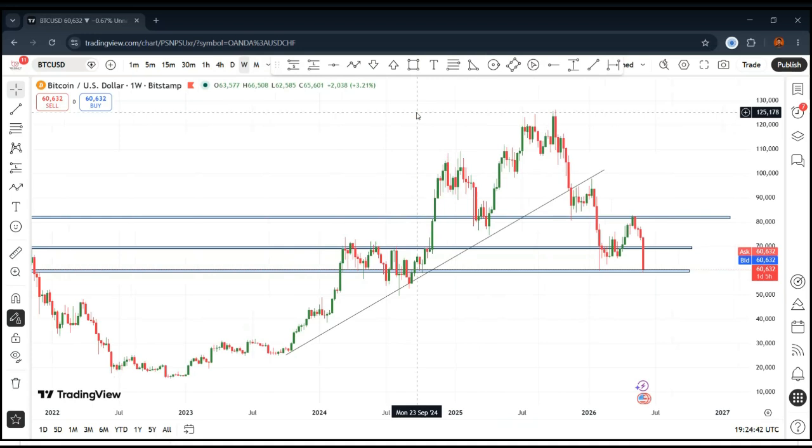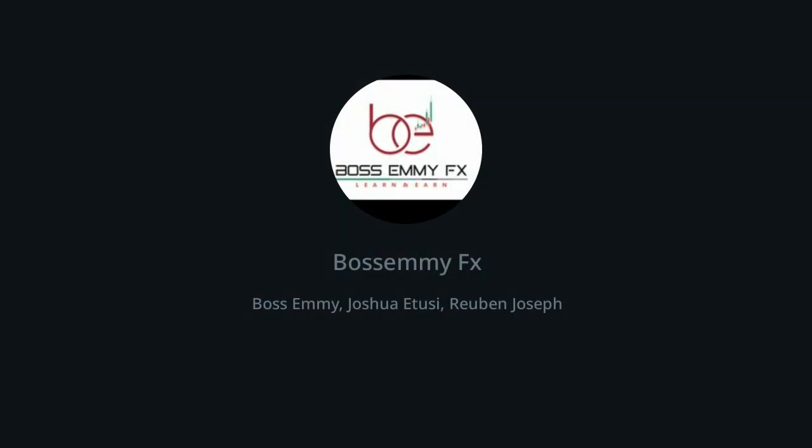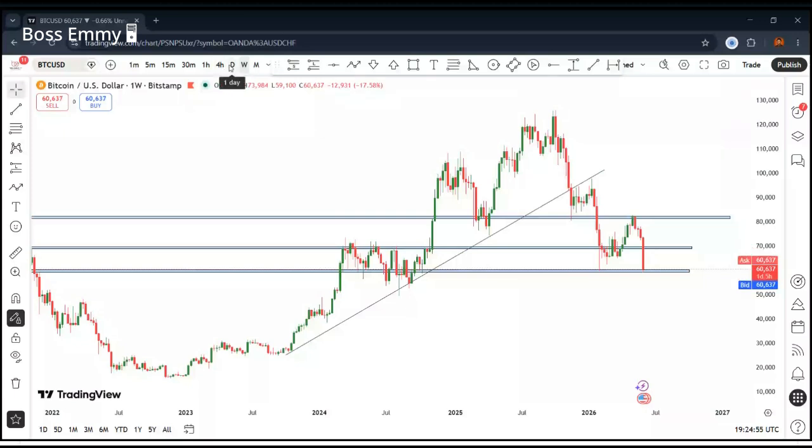So now let's go to the 1 day time frame. If you are joining on TikTok, please double tap on your screen. Let's go to the 1 day time frame on BTC USD. So this is the 1 day time frame.